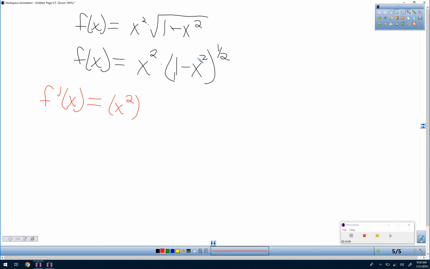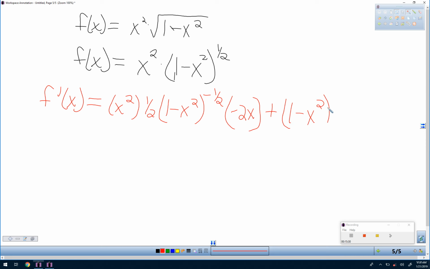All right, first times derivative of the second. So the derivative of the second is the chain rule, so I'd have 1/2, and then keep the quantity inside, subtract 1 from the exponent. Now go inside and take the derivative of the inside, which would be negative 2x. So that's first times derivative of the second, plus second, so 1 minus x squared to the 1/2, times derivative of the first, which would just be 2x. That technically is my derivative.